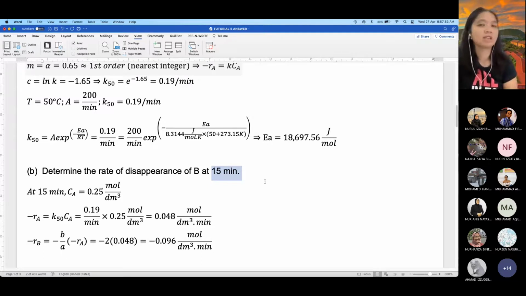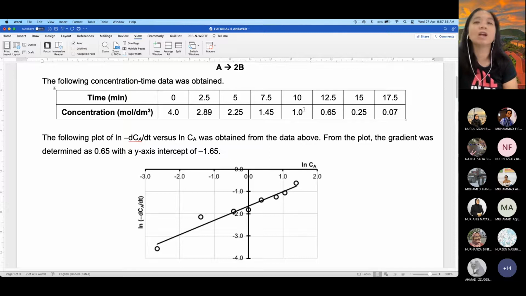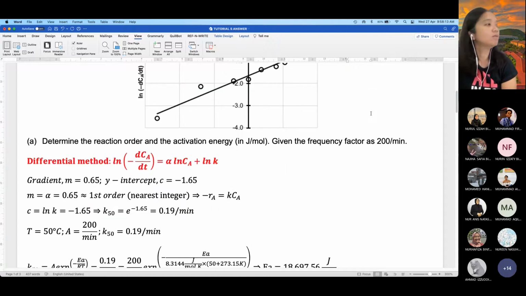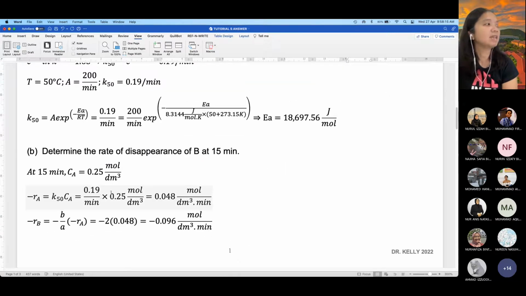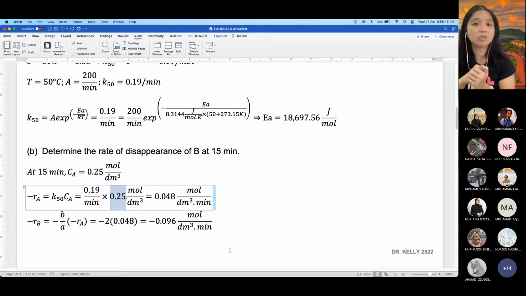So the CA must be the concentration of A at the 15 minute of the reaction. So how do we do this? Okay, so what you do is you just look at the experimental data. Experimental data dah beritahu kita dah. What is the concentration of A at the reaction at the certain time? Okay, so at minute 15, the concentration of A is actually 0.25. So I will just replace CA as 0.25 because that's the concentration of A at minute 15. Okay, so then I will get my minus RA as 0.048.